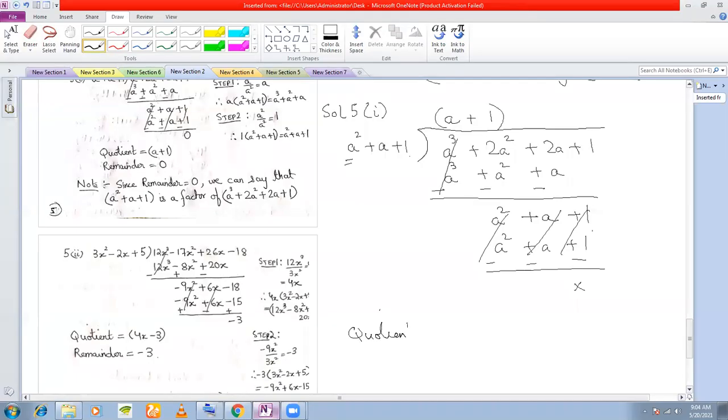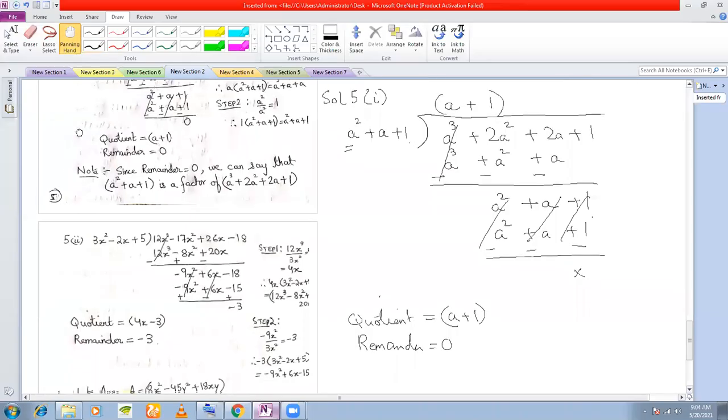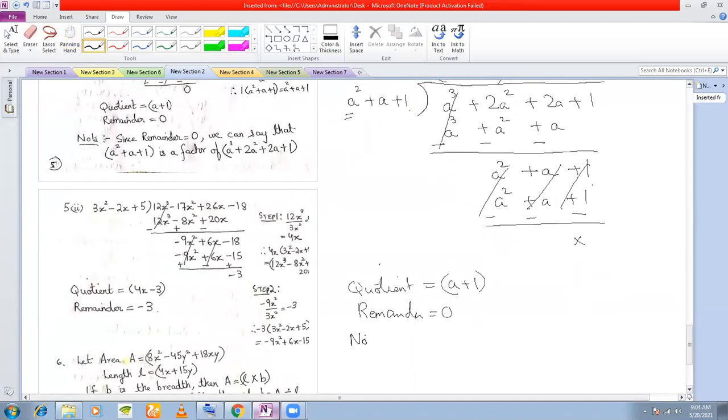a cube plus 2a square plus 2a plus 1. Yes, exactly. Then we say that the divisor here, a square plus a plus 1, is a factor of a cube plus 2a square plus 2a plus 1. Okay, that's it.